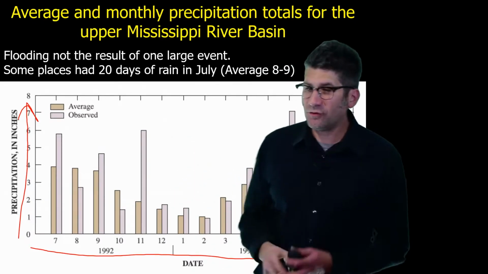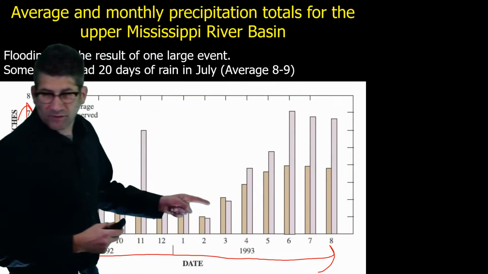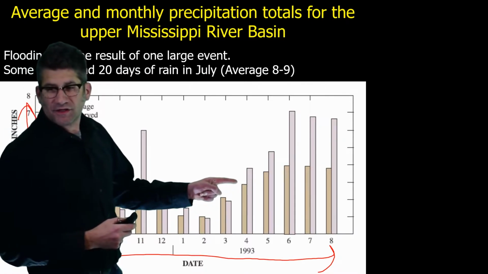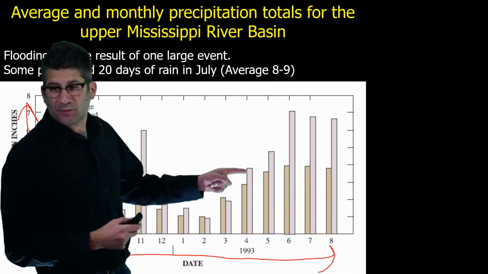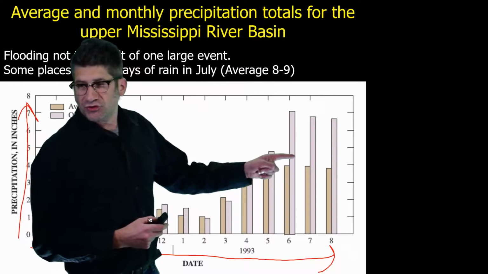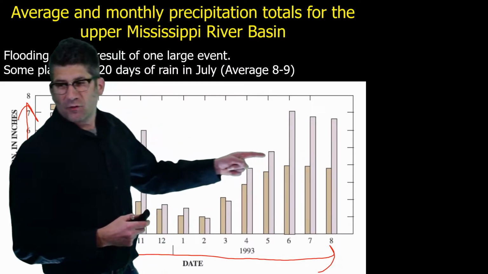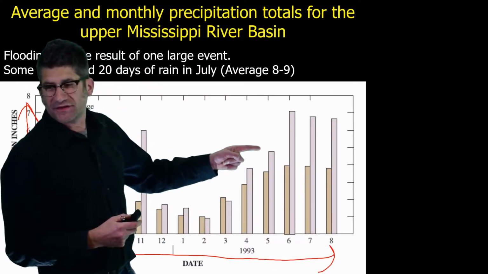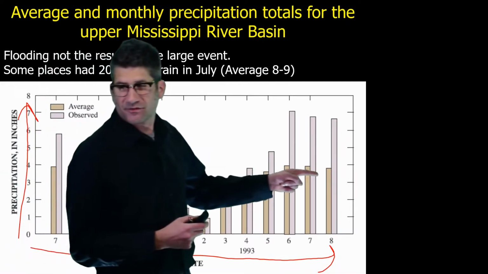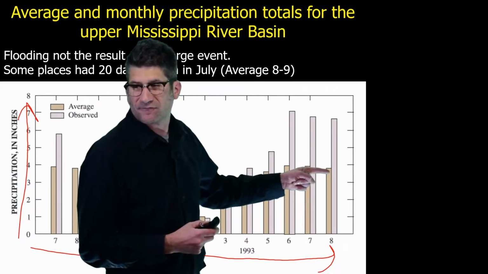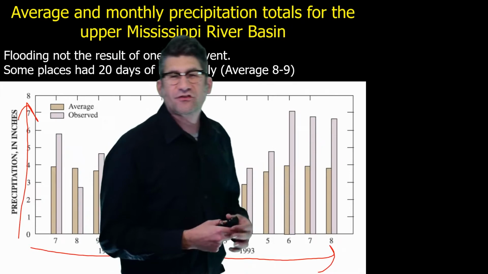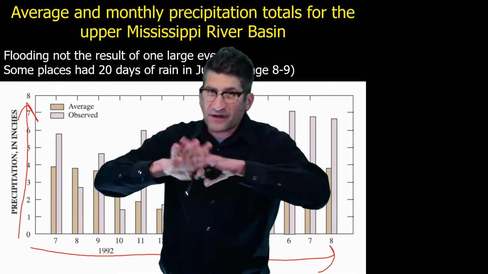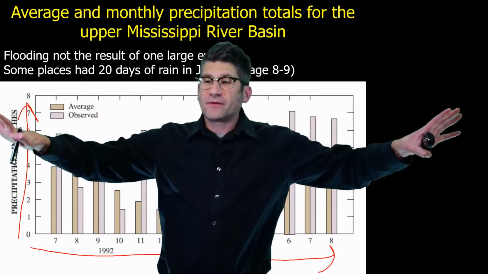And then as we move into the rest of the year, as we move into 1993, look at the conditions as we move into April, May, June, July, and August. We have month after month of significantly increased values of precipitation. When we should be getting 4 inches, we're getting 6 inches of rain. And that's spread out over the entire upper Mississippi River Basin.